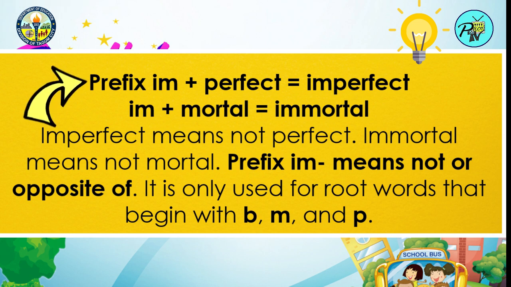Prefix im plus perfect is imperfect. Im plus mortal is immortal. Imperfect means not perfect. Immortal means not mortal. Prefix im means not or opposite of. It is only used for root words that begin with B, M, and P.